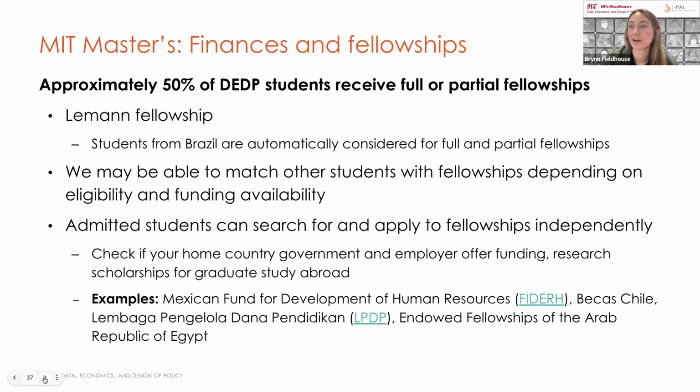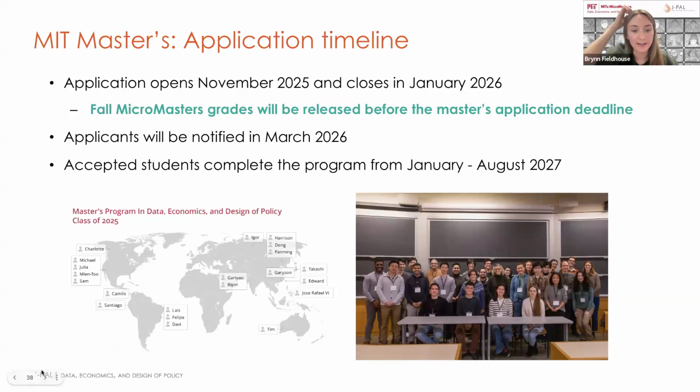All right, now to talk about the application timeline. The timeline follows the same cycle each year. The next application will open in fall 2025, or November 2025. Anyone who completes their credential in the fall MicroMasters term can apply because the fall grades will be released before the application deadline in January. Decisions are then sent in March of 2026, and admitted students come to campus in January of the following year.